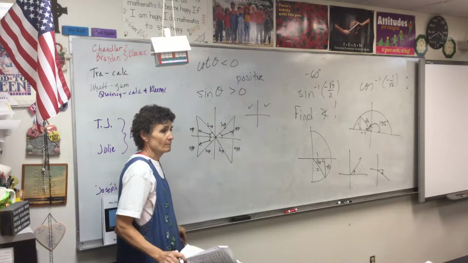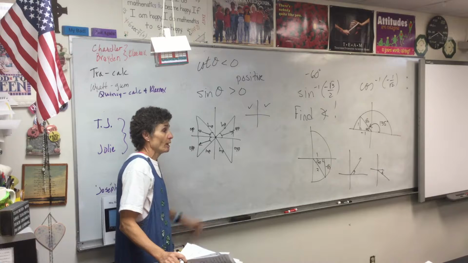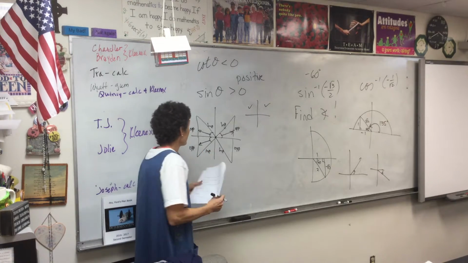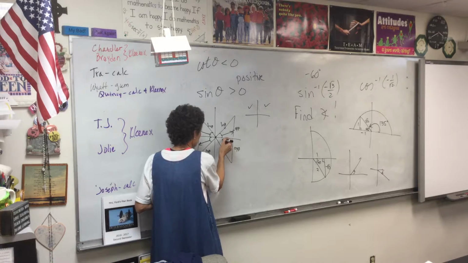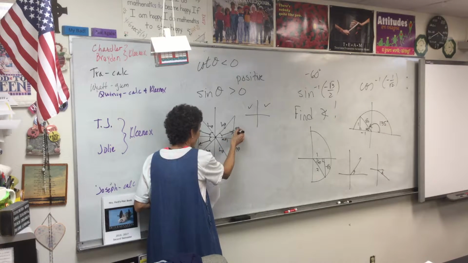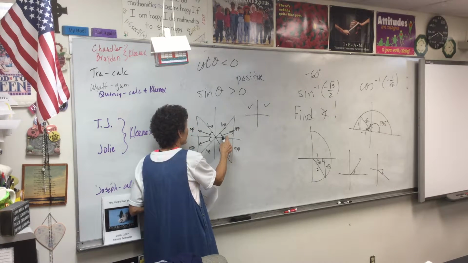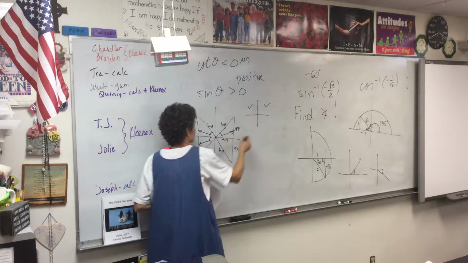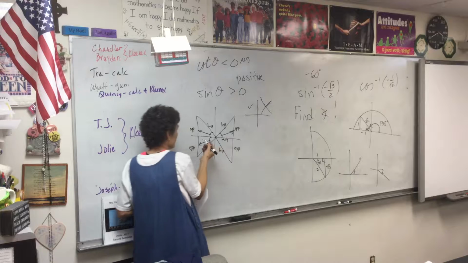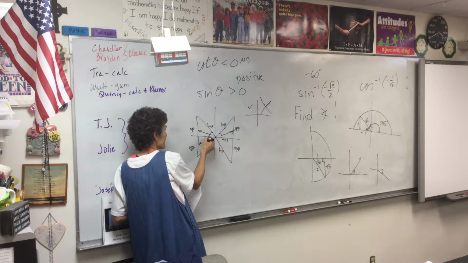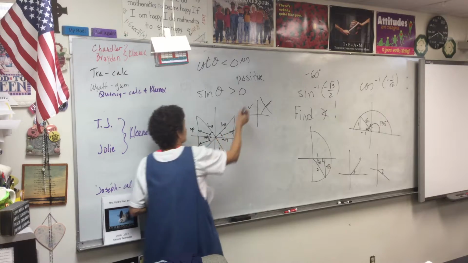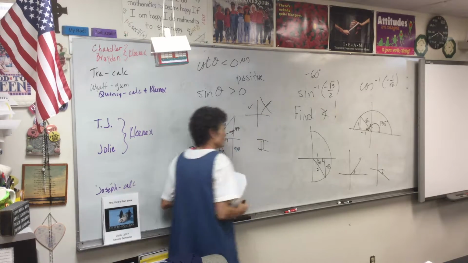What's cotangent? Well, adjacent over opposite. So if you put adjacent over opposite in quadrant 1, would it be negative? No. So that one doesn't work. What if you did it over here? If you put opposite over adjacent, would that be a negative number? So your answer is quadrant 2.